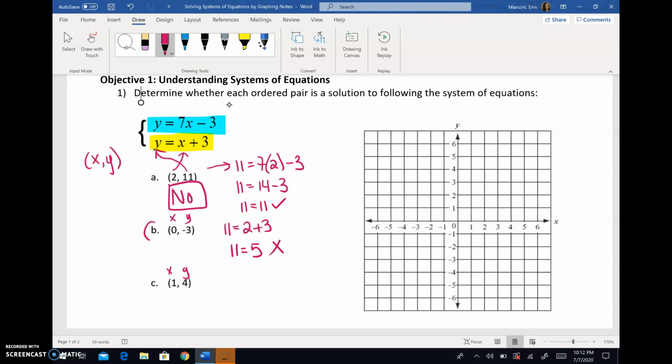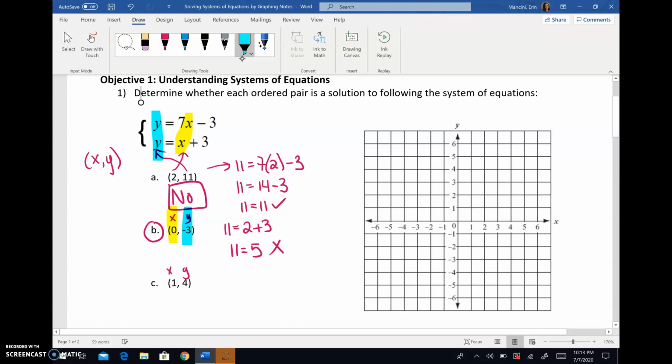Okay. So I want you to try B on your own, and you're going to tell me whether or not (0, -3) is a solution to the system. So just as a reminder, x is 0. So you're going to plug that in for the x values here. And your y is -3. So you'll plug those in, see if you get true statements or not. Take a moment, try it on your own, and I'll come back with the answer.